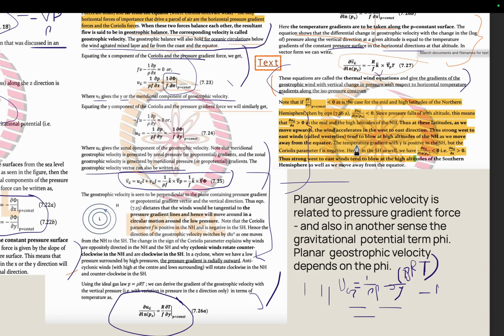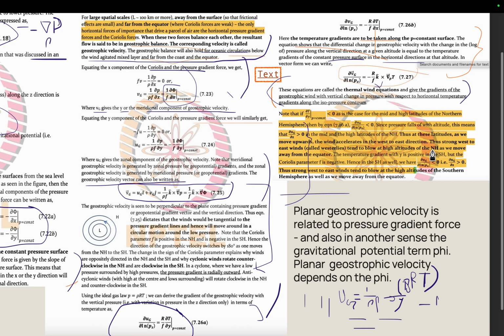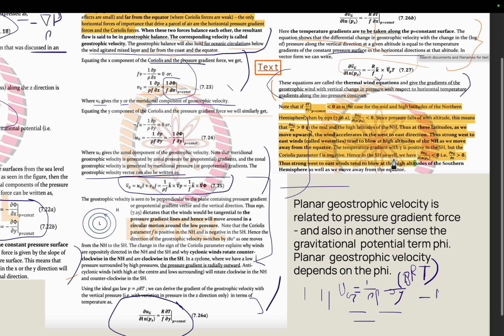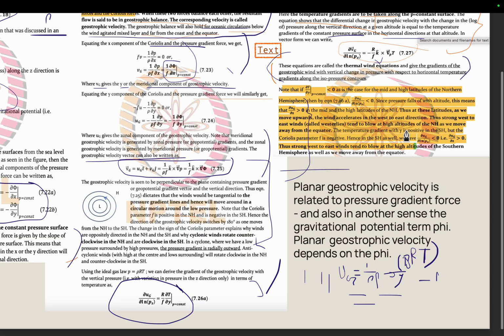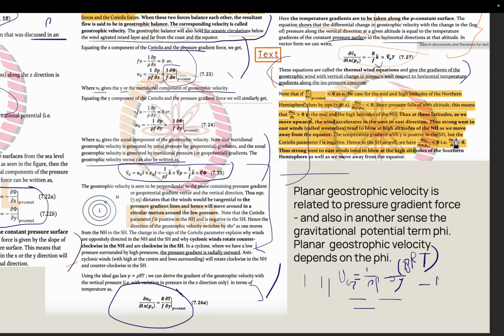As we move from the equator, the temperature gradient with y is positive in the southern hemisphere, but the Coriolis parameter f is negative. So in the southern hemisphere as well, you will get this del ug del ln p, this i cap component term, to be less than 0. So this del ug del z is greater than 0.